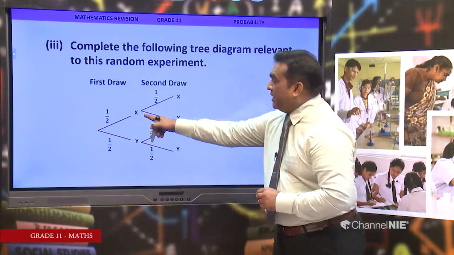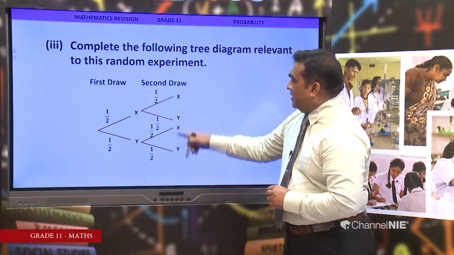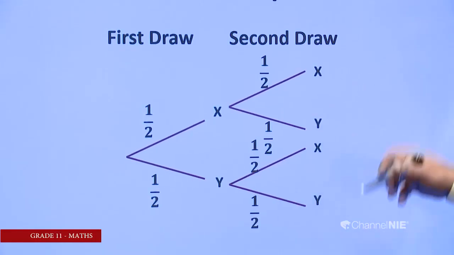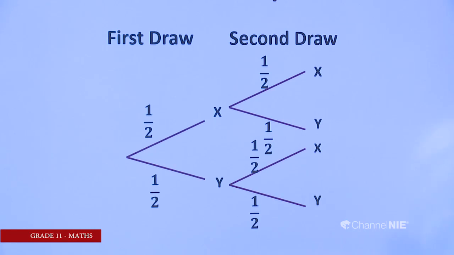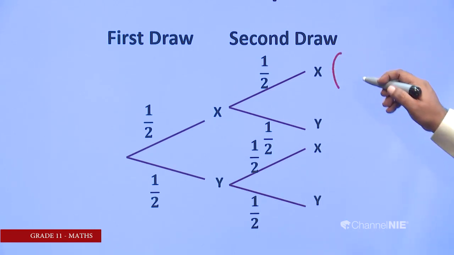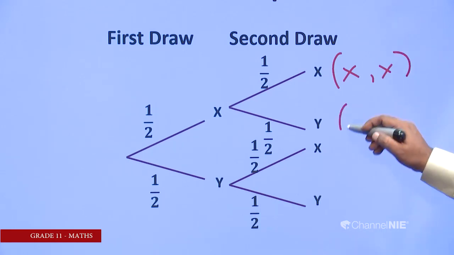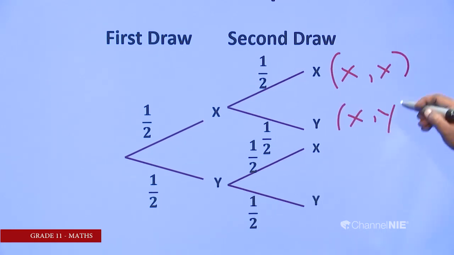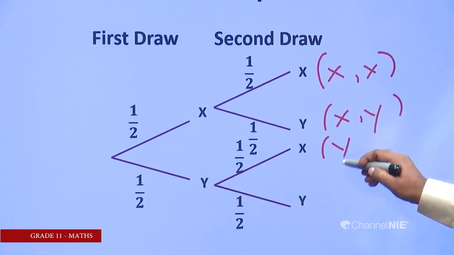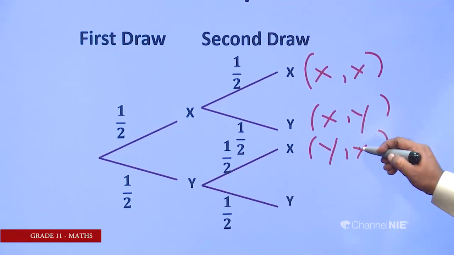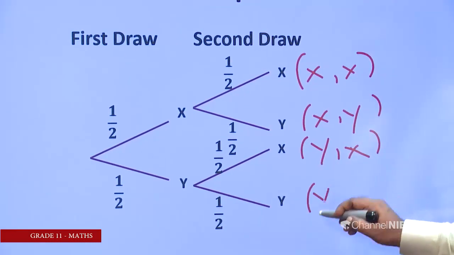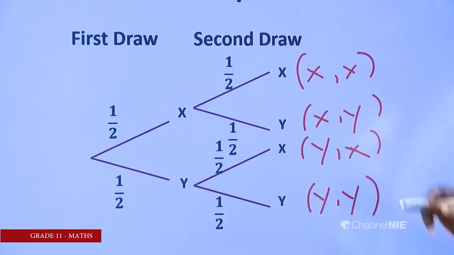This is the probability of getting x. Right. Then how to write the sample space using this one? X comma x. Here x comma y. Here y comma x. Here y comma y. Now how to get the corresponding probability?